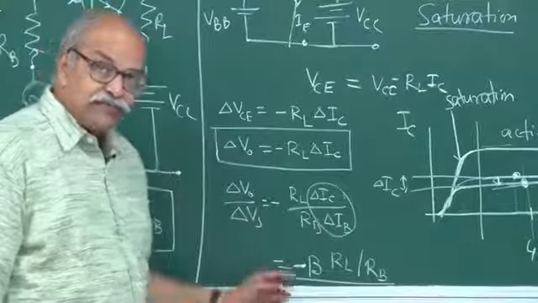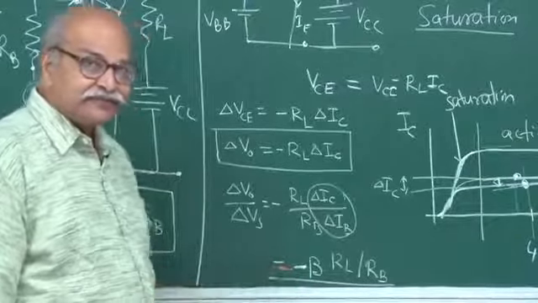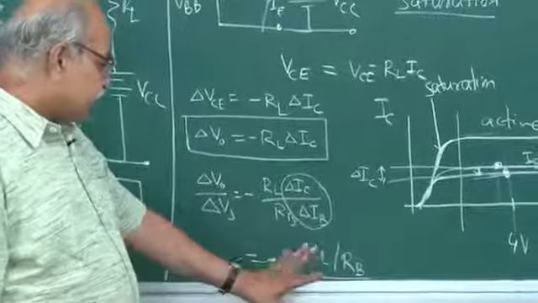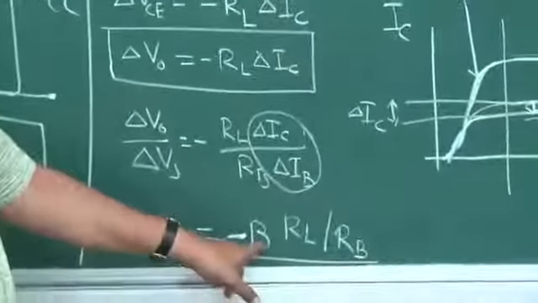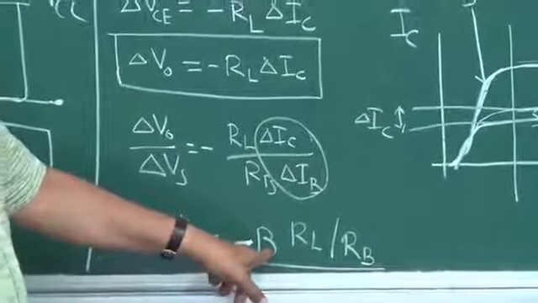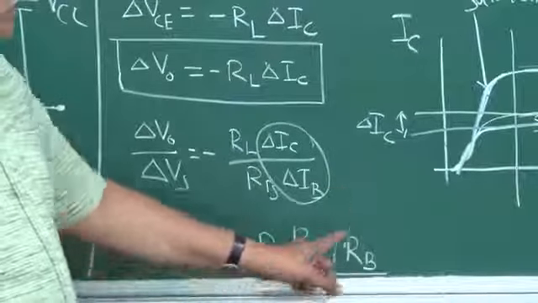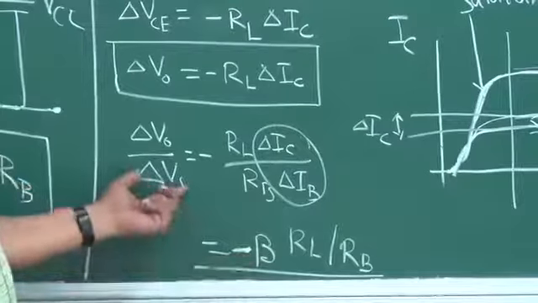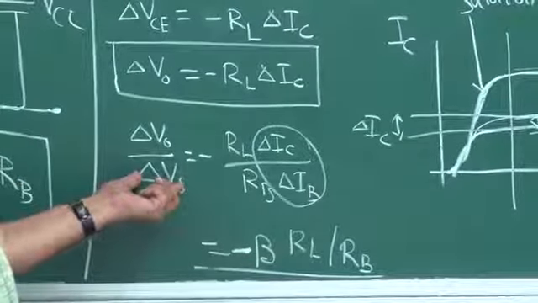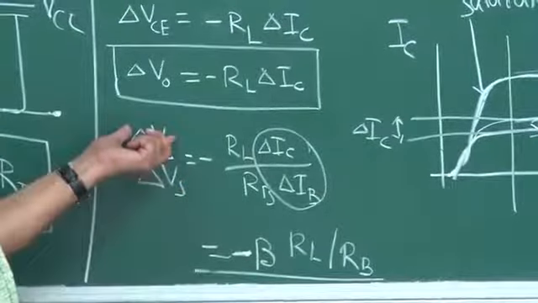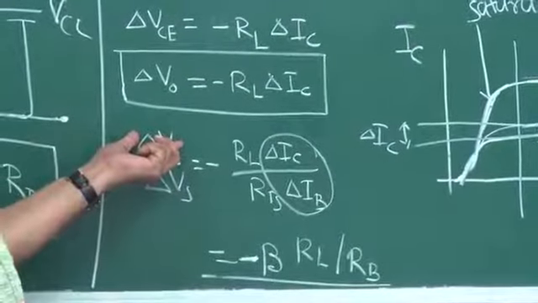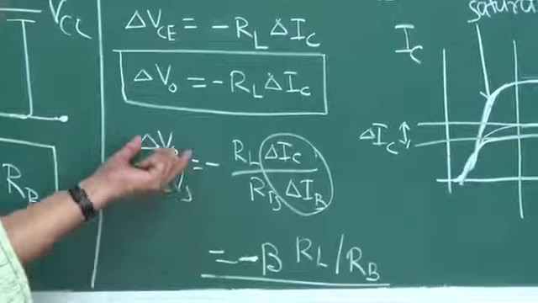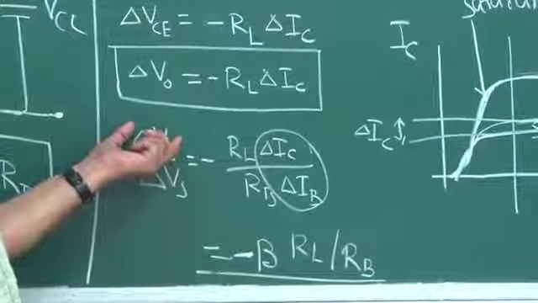One important part is this minus sign here. What does this minus sign tell you? It tells me that amplification is there, the magnitude is increasing because this beta can be 100, 200, etc., and then this is a fixed ratio. But minus tells you that if the signal voltage increases, then the output voltage decreases, and if the signal voltage decreases, then the output voltage increases.